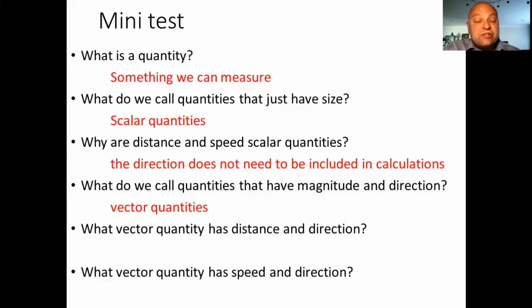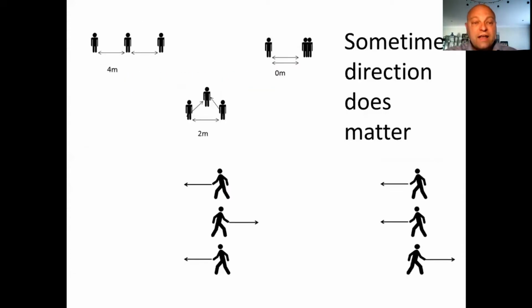If it's distance and direction, that vector quantity is displacement. Speed and direction, that vector quantity is velocity. Well done if you've got all of those right. Let's just recap a couple of problems from last lesson.